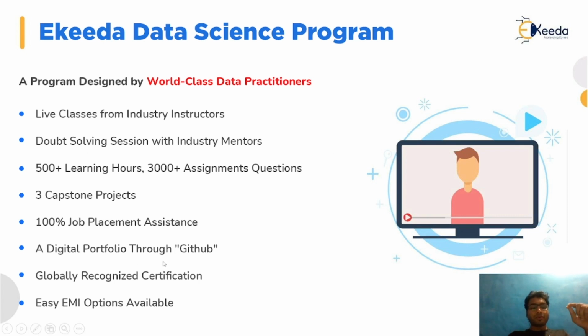Then a digital portfolio through GitHub. Many people won't know what GitHub actually is. Similar to how you have your Facebook account, which is your social media identity, GitHub is a similar platform. There you can also create an account, and whatever tasks you have done in the field of data science, you can showcase your work on that platform. That is called a digital portfolio. In GitHub you can maintain your tasks, and that will work as your digital portfolio, showing you are an expert in this particular field.